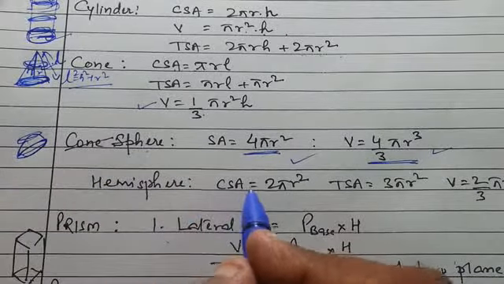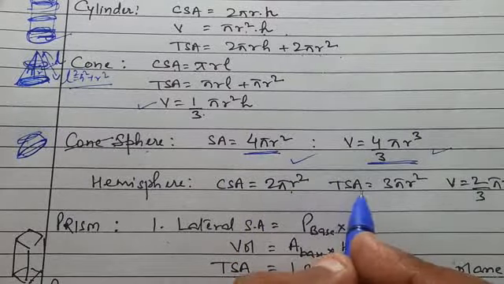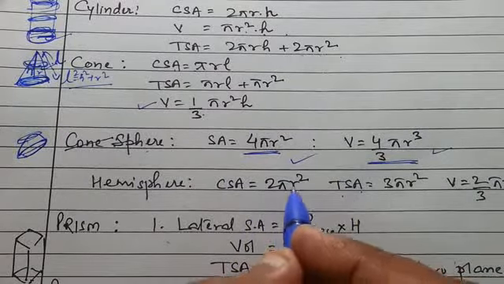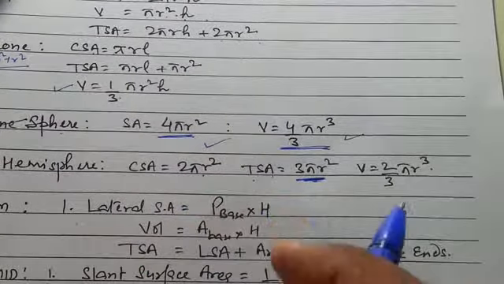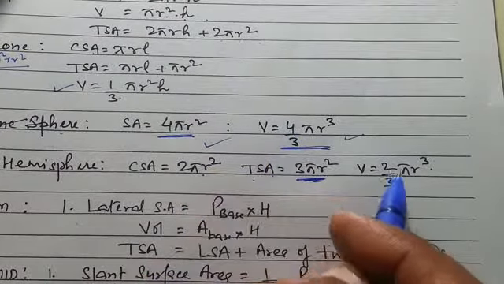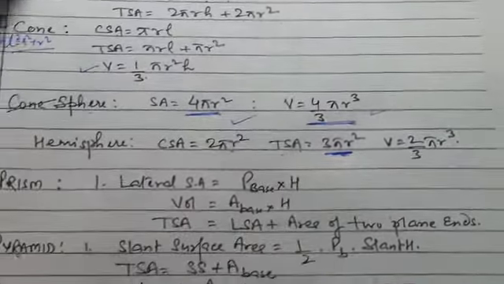So curved surface area is equal to 2 pi r square, and what is total surface area? It is equal to 2 pi r square plus pi r square, and that gives me 3 pi r square. And what is the volume then? Volume is half of the sphere, that is equal to 2/3 pi r cube.